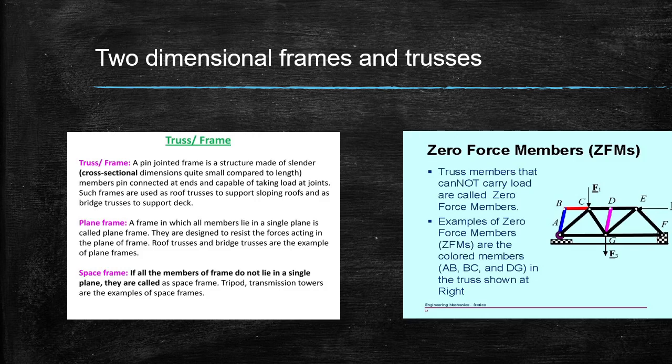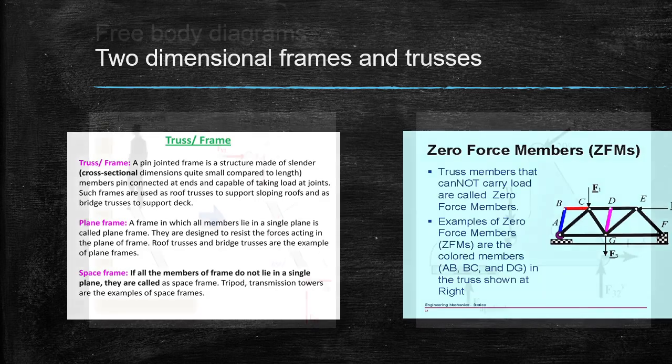But what about the vertical component of force BA? There is no member above B, and there is no other connection also, so nothing is going to nullify that effect, so it will also be a zero force member. Hope you are clear with it.